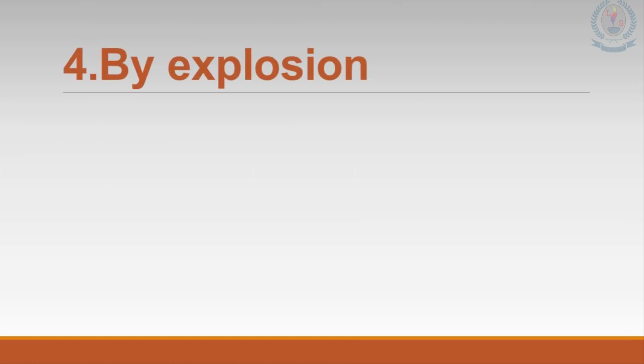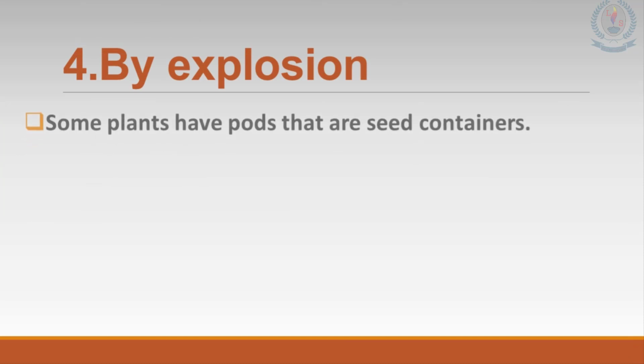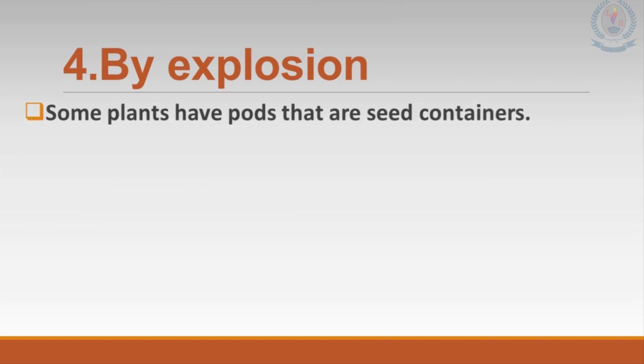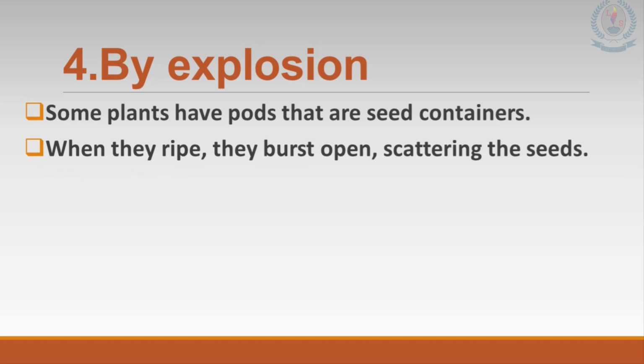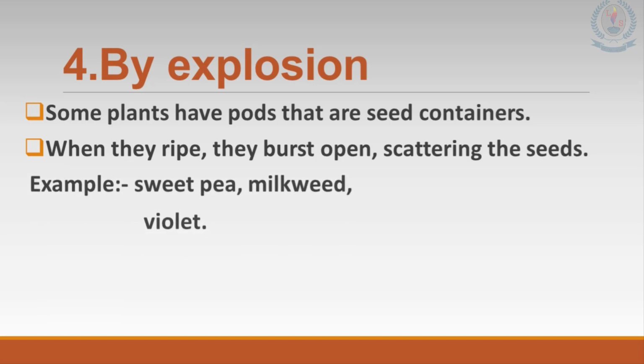The fourth one is by explosion. Some plants have pods that are seed containers. When they ripen, they burst open and scatter the seeds. Examples are sweet pea, milkweed, and violet.